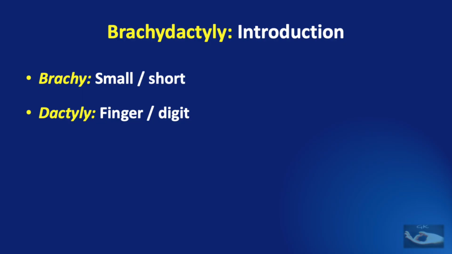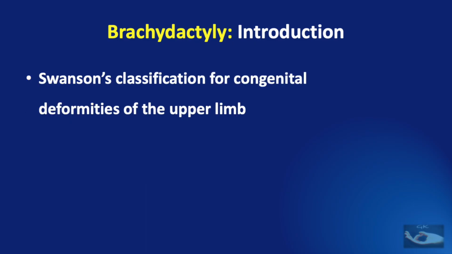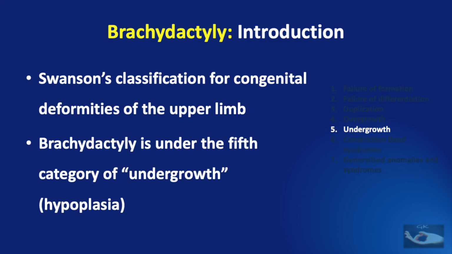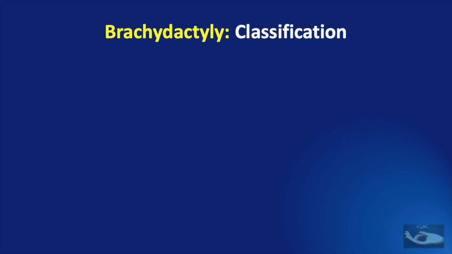Brachydactyly is derived from Greek, where brachy refers to small or short and dactyly of course refers to the finger or digit. We have seen that the Swanson's classification for congenital differences of the upper limb include 7 categories. Brachydactyly has been classified under the 5th category, which stands for undergrowth. Since brachydactyly refers to short finger, it is obvious that there is a shortening of the bones.